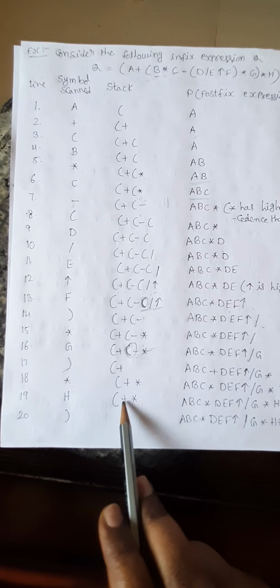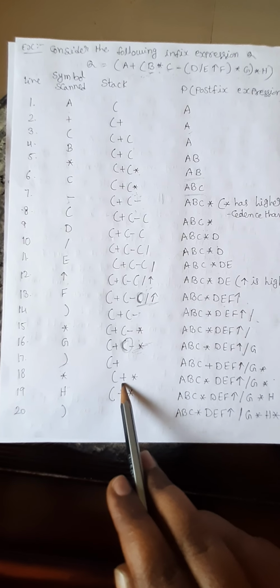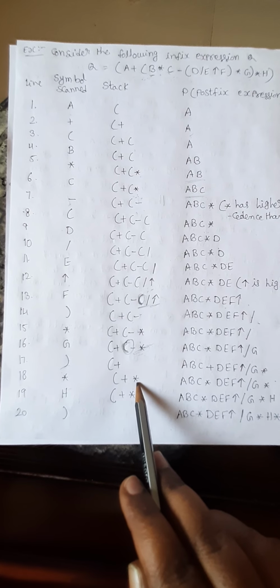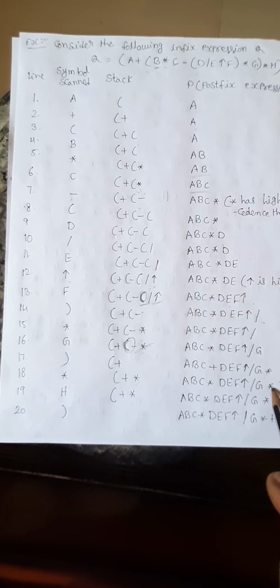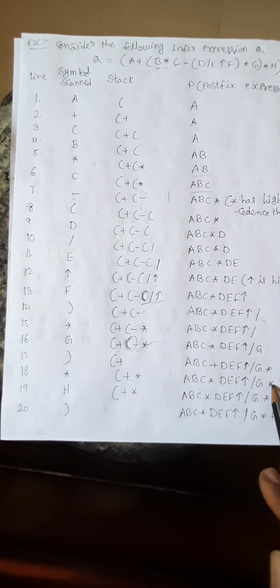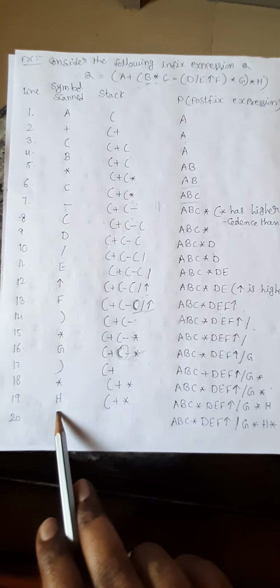After that it contains one more multiplication symbol. This will be scanned, and it will be added to the stack. After adding it into the stack, plus and multiplication: multiplication has a higher precedence, so it will be added into this postfix expression. And after that H will be scanned, and multiplication will be added to the postfix expression, as well as H will be added to this postfix expression.